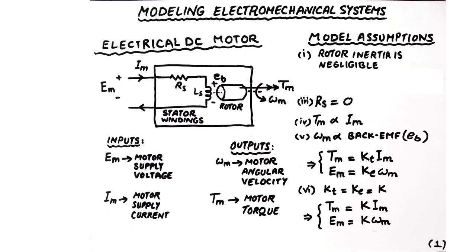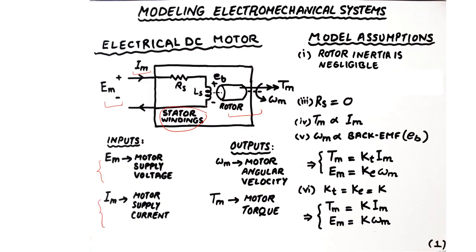Let us look at the model of an electrical DC motor. The model can be thought of as a composition of an electrical motor of the stator windings and the mechanical motor of the rotor. The input to the electrical circuit that describes the stator winding is either the supply voltage, or the supply current IM. So we call the input to the motor model the motor supply voltage, or the motor supply current IM, as shown here.